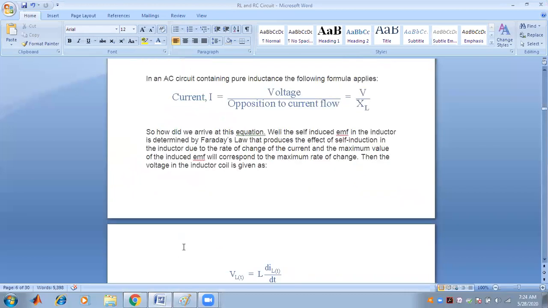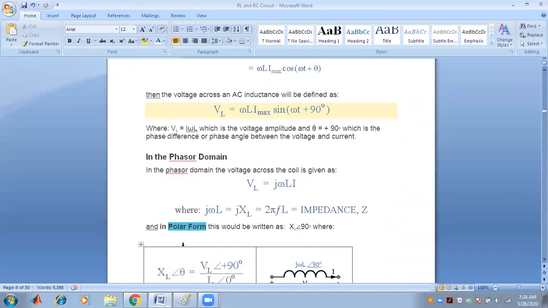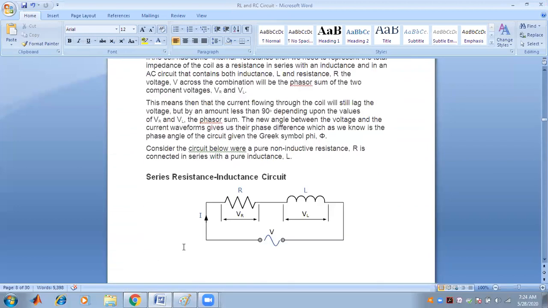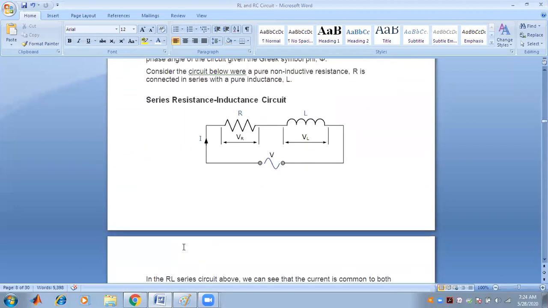So today we will do the R plus L circuit, which is the series RL circuit. Today we will discuss the series RL circuit. This is the general series RL circuit, where R and L are connected in series, and the AC supply voltage V is given. The voltage across R is VR, and the voltage across L is VL.